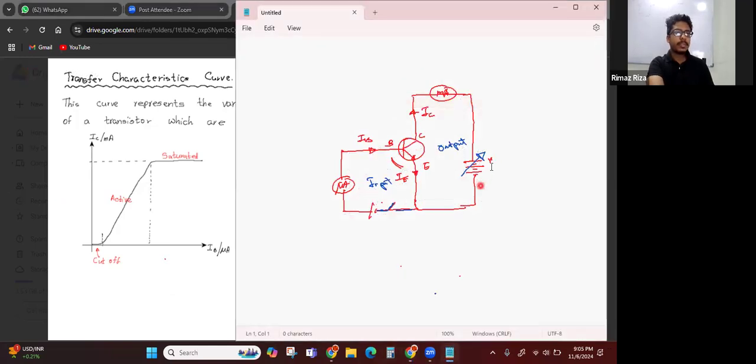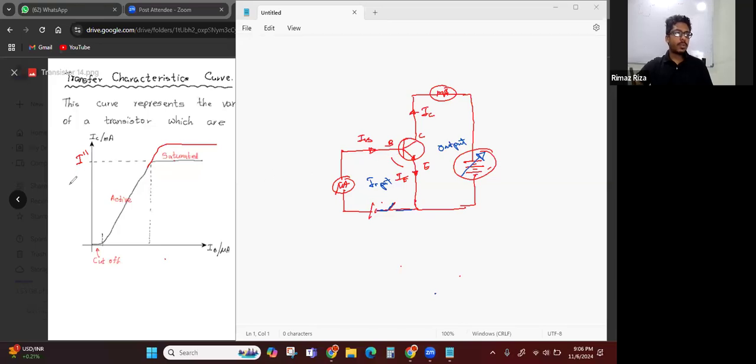The maximum value depends on this VCC, the supply voltage here. This saturated maximum value, let's say I naught, or I double dash, depends on this value. So if you increase this further, you can increase this to something like this. That is the next thing that we are going to see, the next characteristic curve.